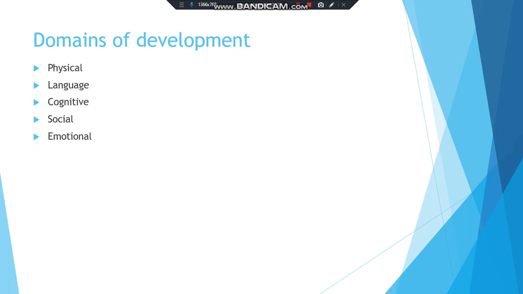Then let's talk about domains of development. Here I have made 5 domains which are important ones: physical, language, cognitive, social and emotional. Physical development basically refers to the physical change in size and structure of the body, we could say. Okay, then let's talk about language development.